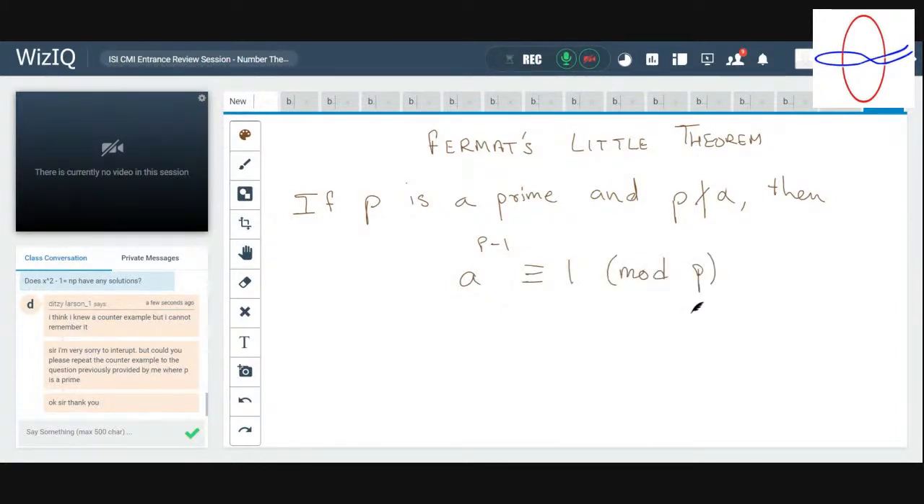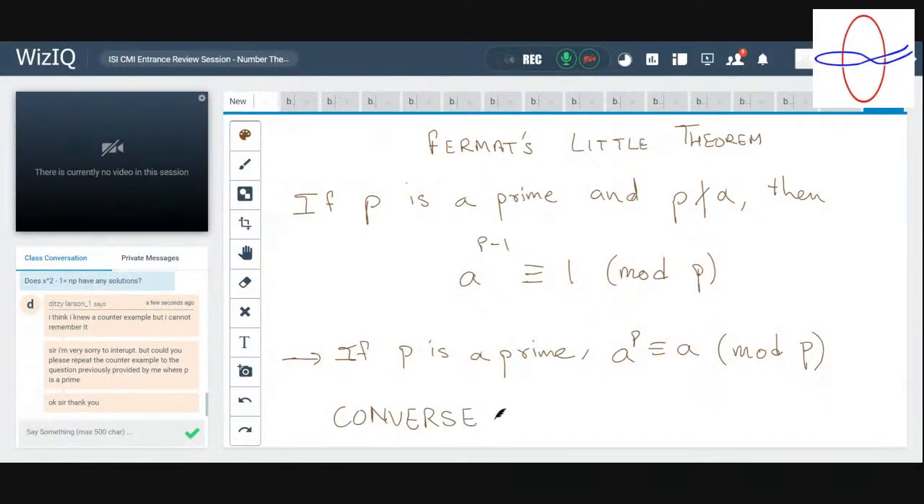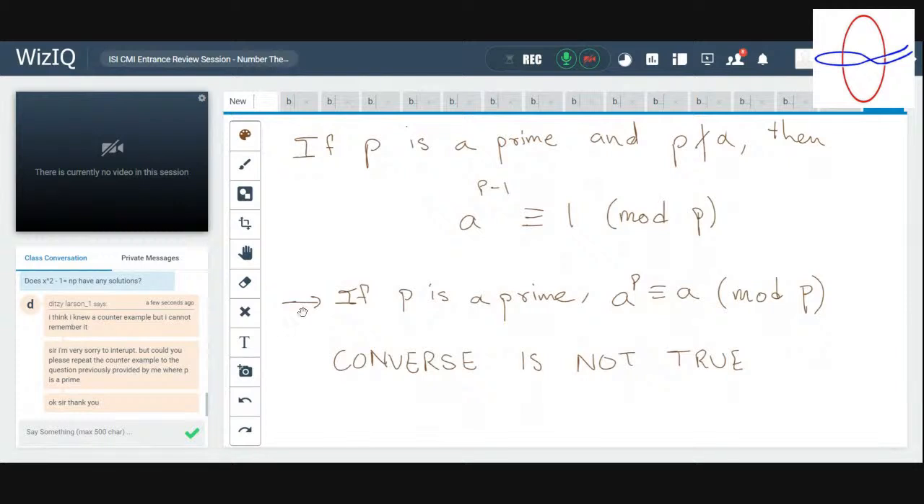An immediate corollary is that if you get rid of the condition of p not dividing a, then you have the slightly modified statement that looks like this. And remember that the converse is not true. That is, this cannot be used as a test for prime numbers. So if you have such a congruence, that doesn't mean that p minus 1, the power, is a prime minus 1.